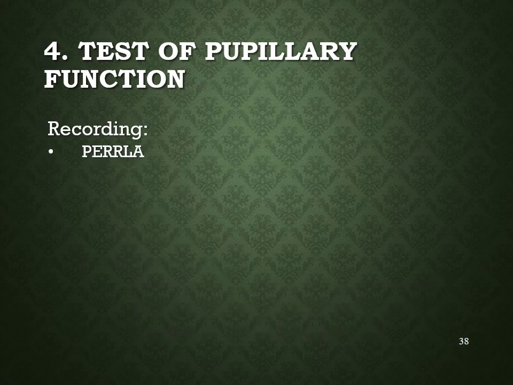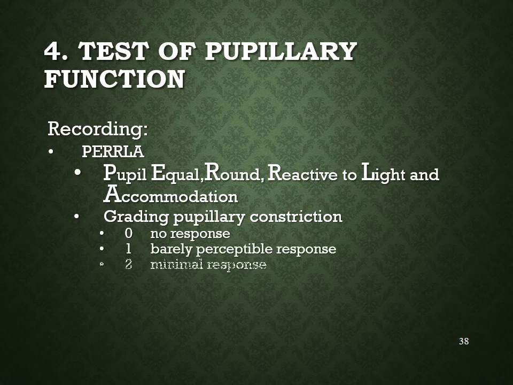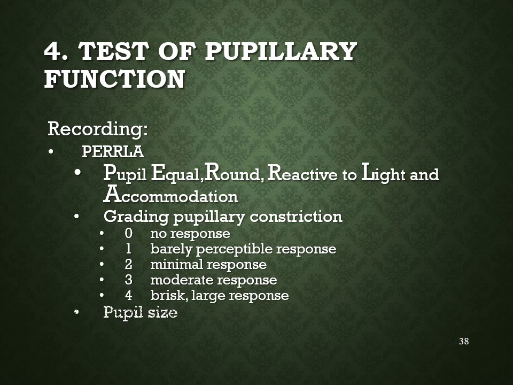For the recording, if everything is normal, we will write down PERRLA, which means pupils equal, round, reactive to light and accommodation. If you see any abnormality, separately describe abnormalities such as inequality of size, shape, or rate of response. The grading of rate of response can be 0 to 4. And if pupillary escape is observed on the swinging flashlight test, then you need to record either positive RAPD or negative RAPD.